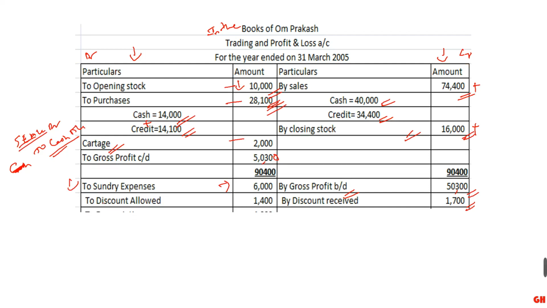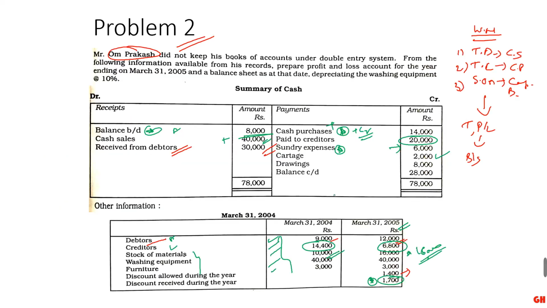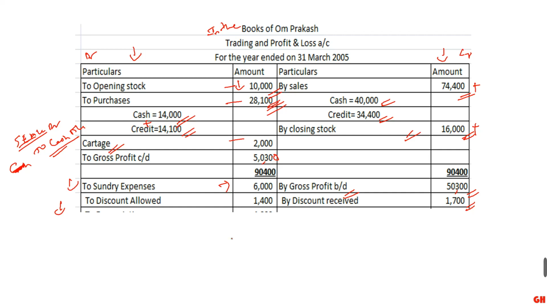Then discount allowed is an expense. Okay, discount allowed we have taken from the additional information 1,400. So basically Mr. Om Prakash has given 1,400 as discount to the debtors, and that is a loss for Mr. Om Prakash. That's why it is debited to profit and loss account.